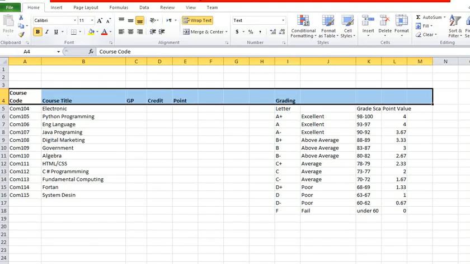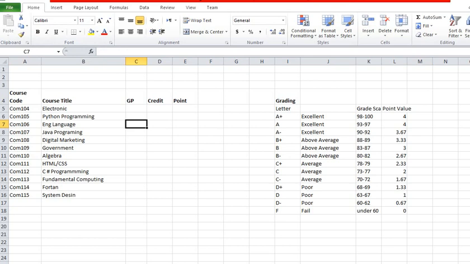To calculate the grade GPA. How to calculate GPA? First of all, you will enter the grade points for each of the subjects or courses, for each of the course.